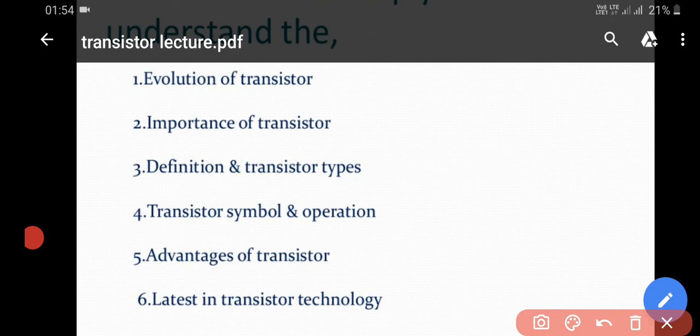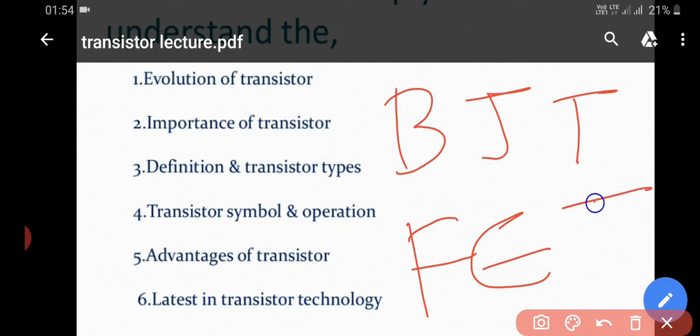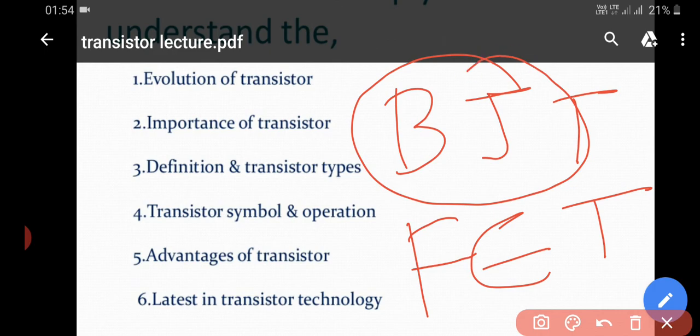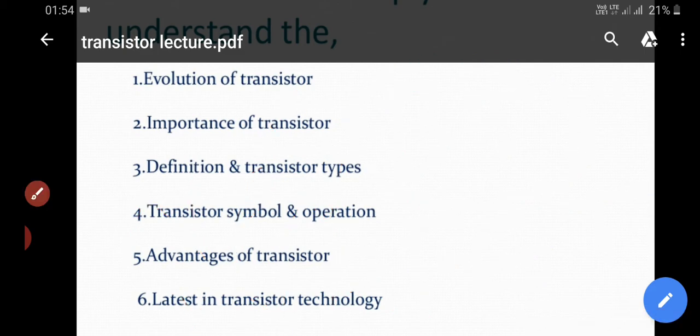There are different types of transistor: BJT, bipolar junction transistor, FET, field effect transistor, and MOSFET. BJT also has two types: NPN transistor and PNP transistor. After that we will study transistor symbol and operation, advantages of transistor, and the latest in transistor technology.